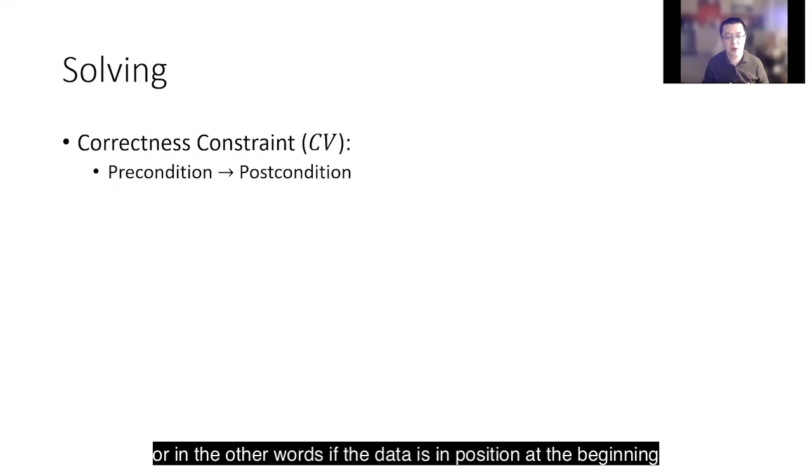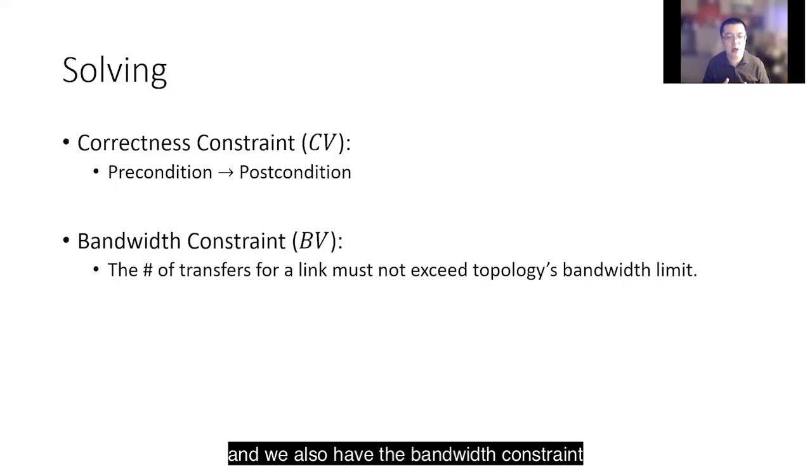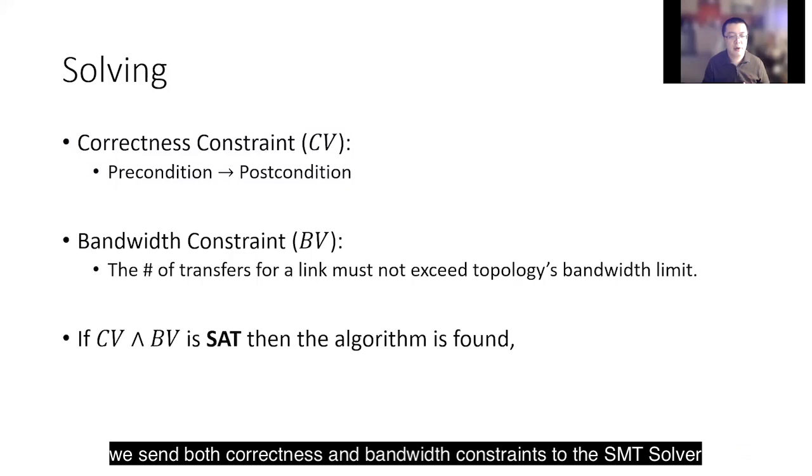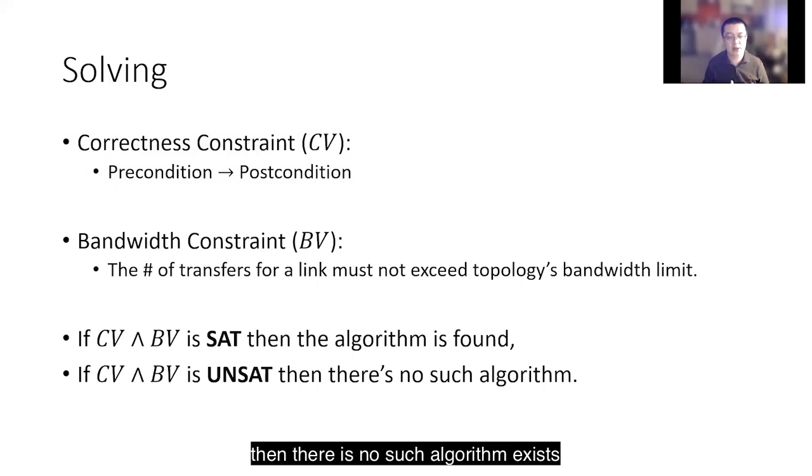Or in other words, if the data is in position at the beginning, when the algorithm finishes, the data must stay at its destination. And we also have the bandwidth constraint. The number of transfers for a link must not exceed the topology's bandwidth limit. We send both correctness and bandwidth constraints to the SMT solver. If the solver returns sat, then our algorithm is found. If the solver returns unsat, then we can say there is no such algorithm.